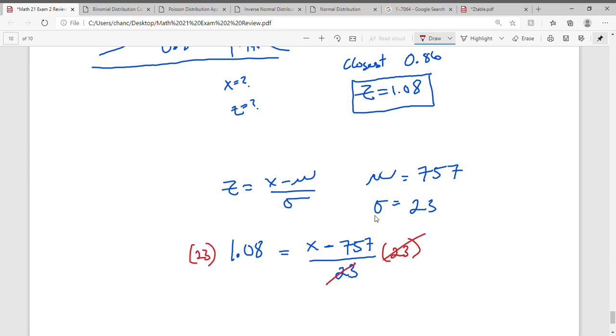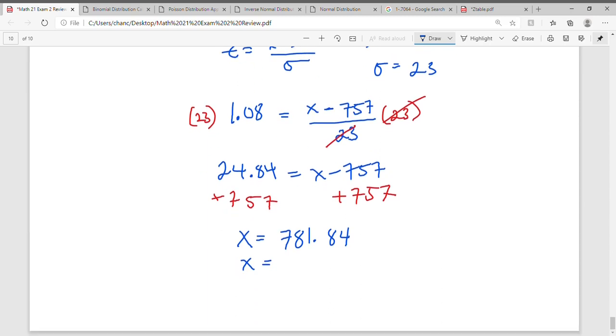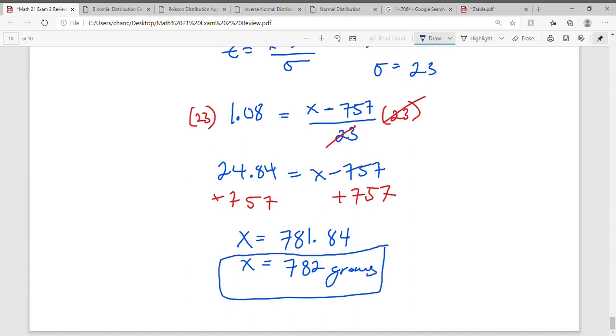This cancels out. 23 times 1.08 is 24.84. That's equal to x minus 757. Let's add 757 to both sides. x equals 781.84. So let's round that to 782 grams. So the heaviest 14% of fruits weigh 782 grams or more.